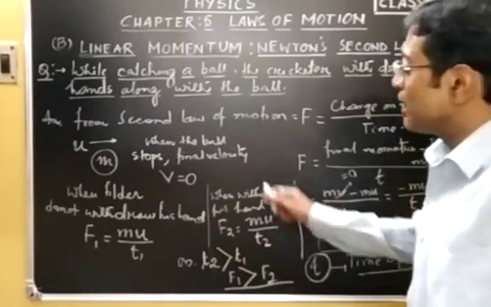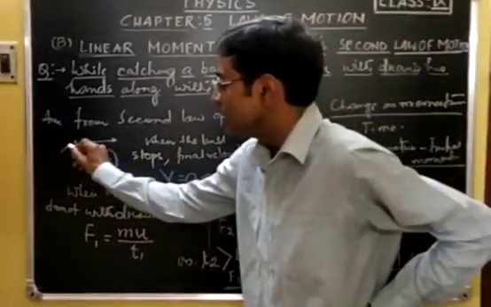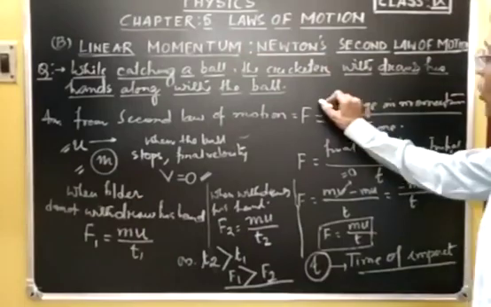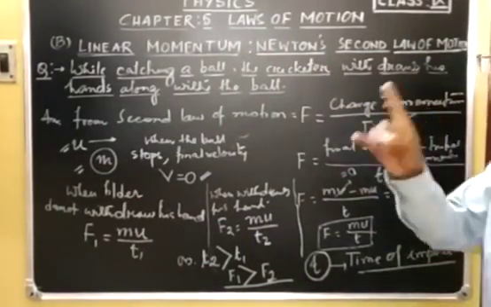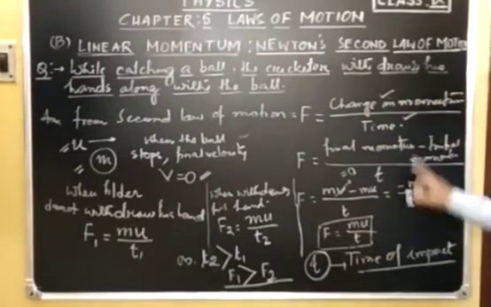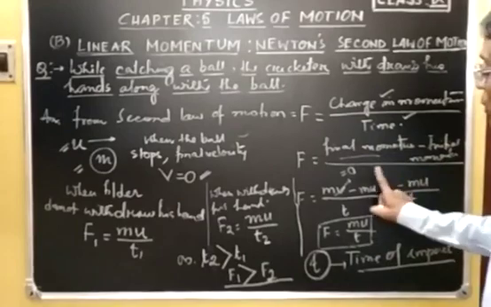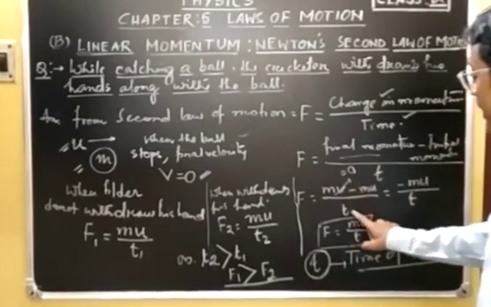So I'm telling you, when the ball is stopping, that means final velocity is 0, initial velocity is u, and the mass of the ball is m. We know from the second law of motion, force equals change in momentum by time, that is rate of change of momentum. Change in momentum means final momentum minus initial momentum by time. Final velocity is 0, that's why final momentum is 0, minus mu by t.